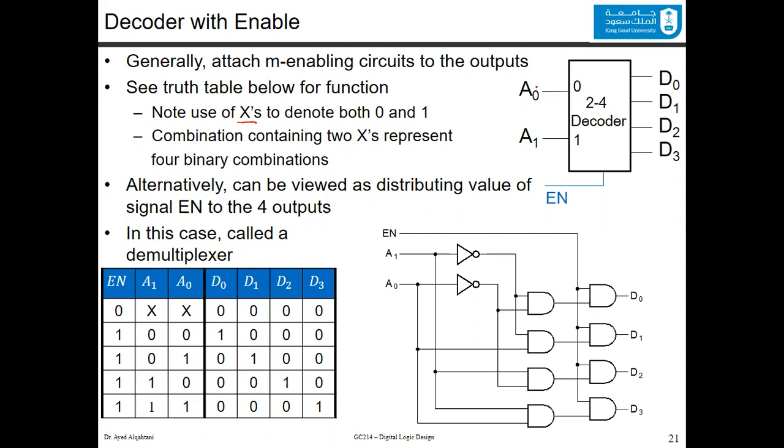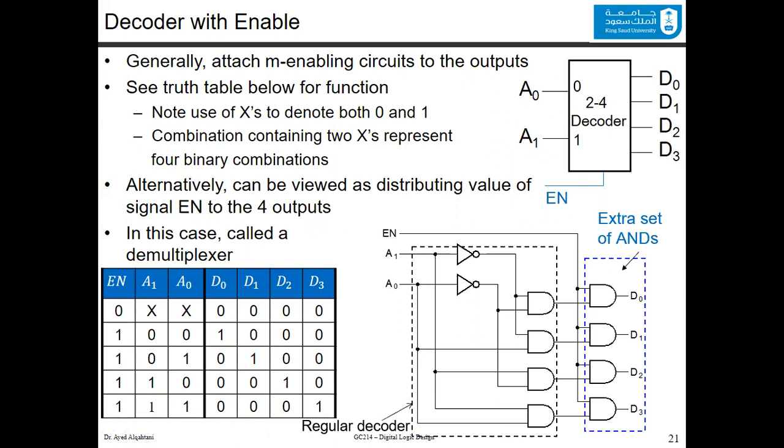The same idea here, you can switch those 2 to this position and switch the enable over here. And if you make this switch, it would be called a demultiplexer. And we will show this in a future slide. Notice that this is the regular decoder. And this one here is the extra set of the AND gates.